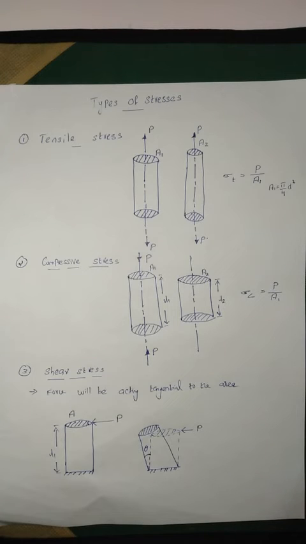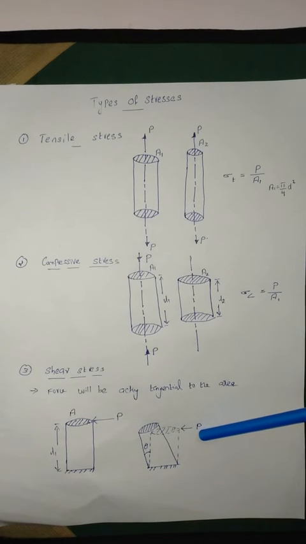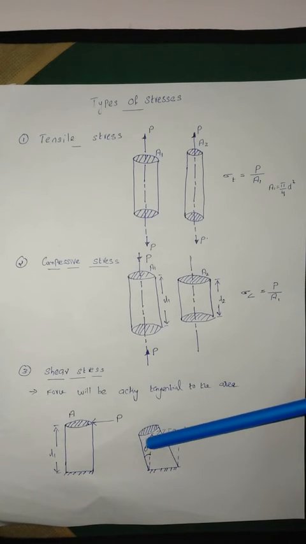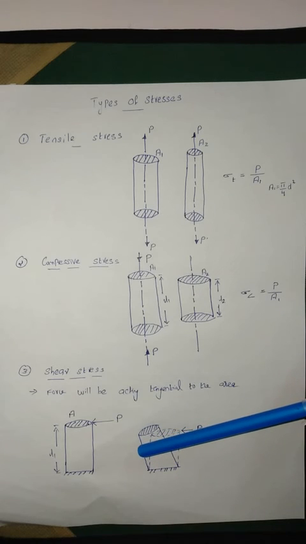As a result, the material will deform as shown in this figure. The solid line corresponds to the deformed position and the dotted line corresponds to the initial position. Under the application of this load P, the member has sheared by an angle theta. That is shear stress. Shear stress always acts tangential to the surface and shears the plane.